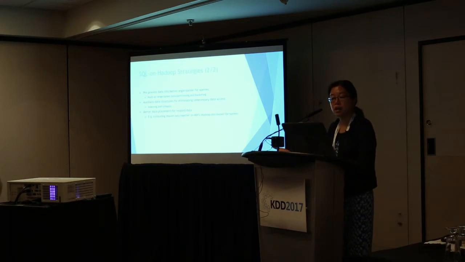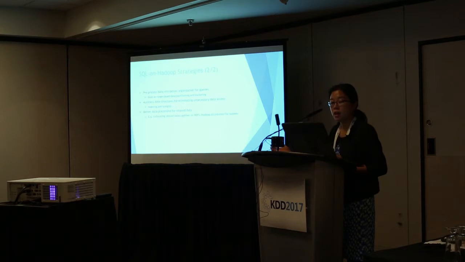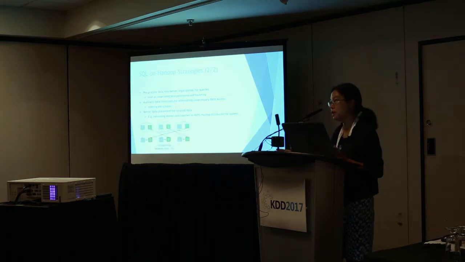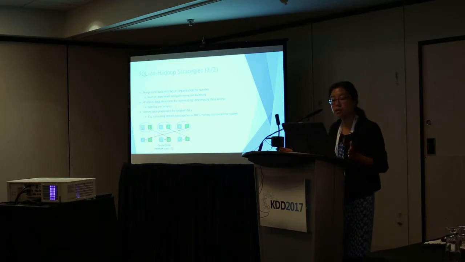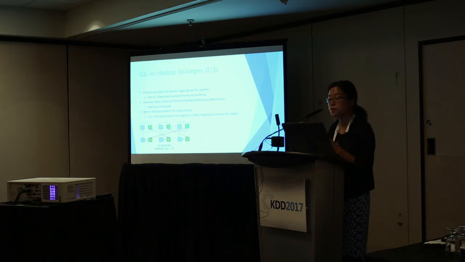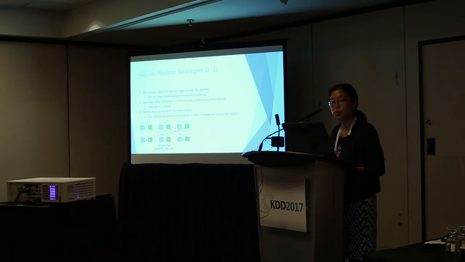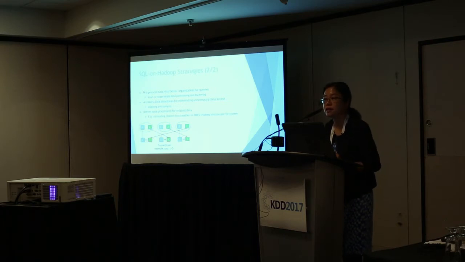Other strategies for SQL-on-Hadoop systems include pre-processing the data into a better organization for queries. For example, you can pre-partition your data, and if you pre-partition two tables based on the join key the same way, then when you join them, you only need to grab the corresponding partitions together, and this will reduce the network overhead. Other strategies include building auxiliary data structures such as indexing and synopsis for eliminating unnecessary data.